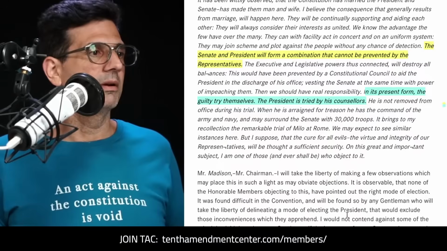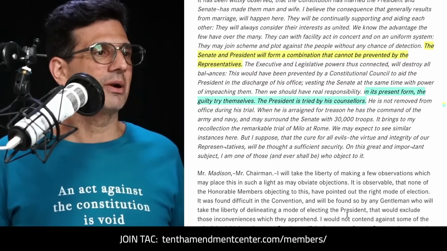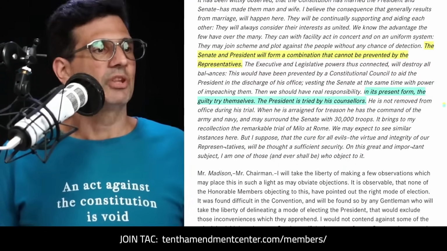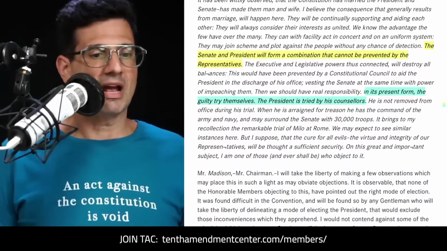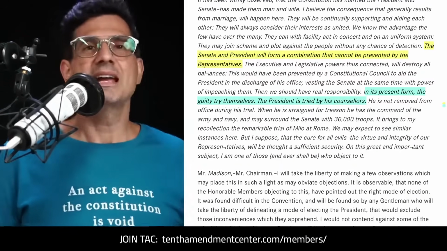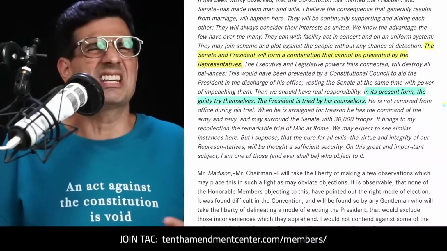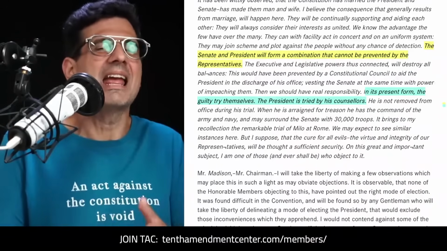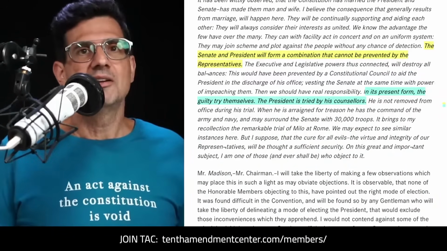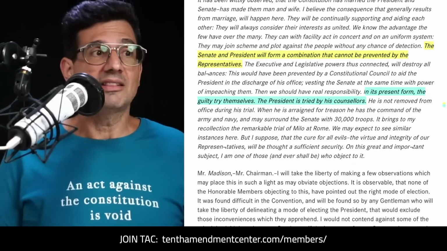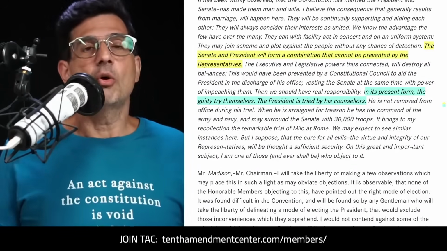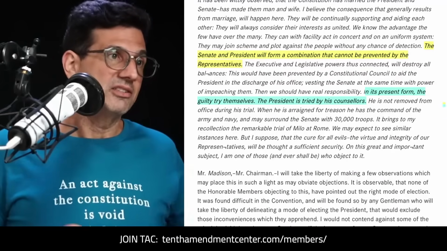In its present form, the guilty try themselves. The president is tried by his counselors. So Mason as well was warning, this is just not going to work. But yet they did not. Henry, Mason, and a few others did not convince enough people that this power was so ineffective that they shouldn't ratify. So they went with it.